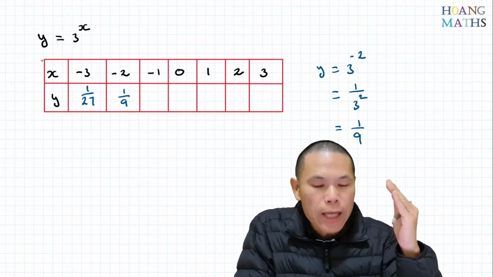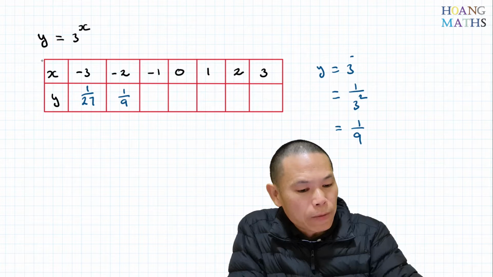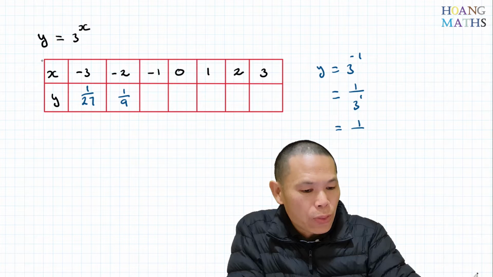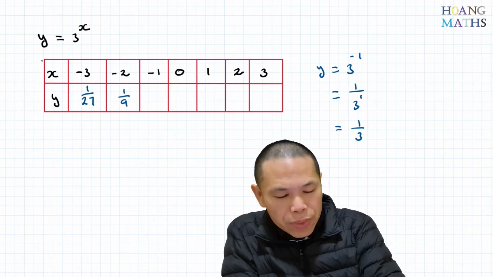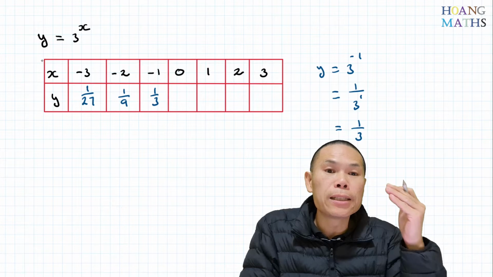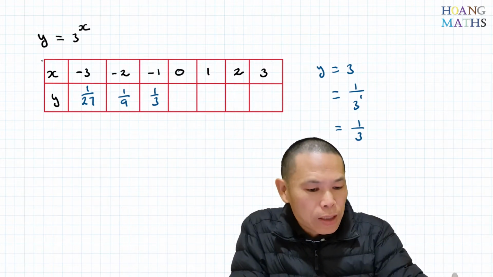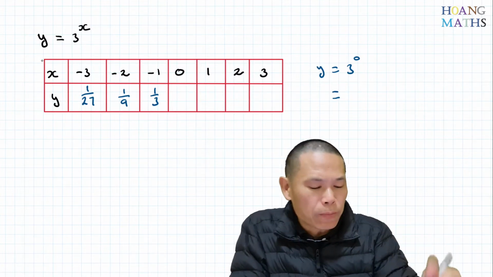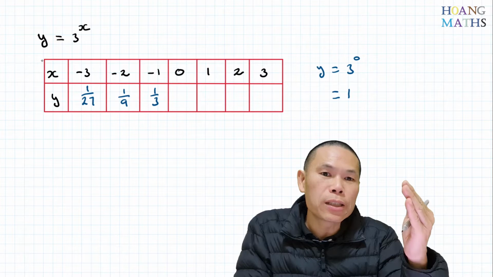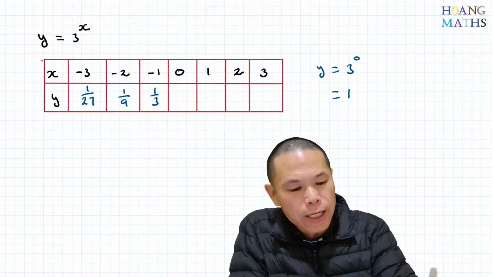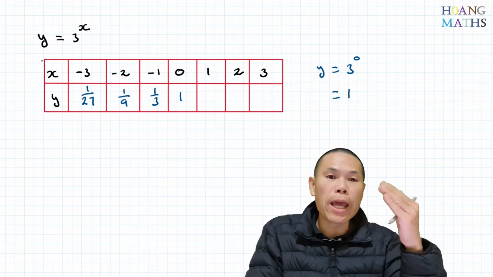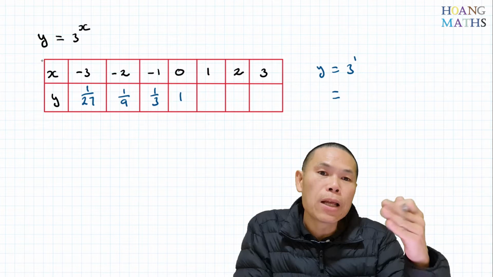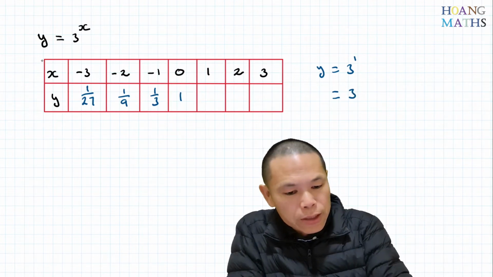And then when x is negative 1, so this replaces with 1. And that becomes 1 over 3 to the power 1. 3 to the power 1 is 3. So that becomes 1/3. And when x is equal to 0, any number to the power of 0 is 1. So 3 to the power of 0 is 1. Otherwise, of course, you can just put those on your calculator, okay? So that gives me 1. And when x is 1, so this becomes 3 to the power of 1. And 3 to the power of 1 is 3. So this is 3 here. So just write this down.